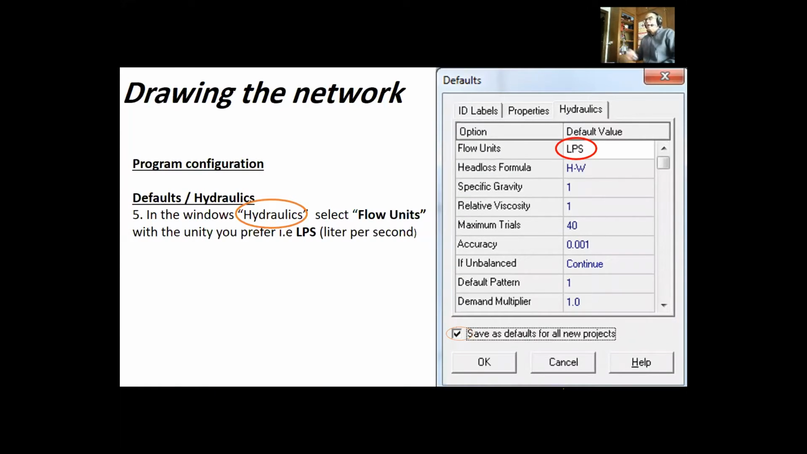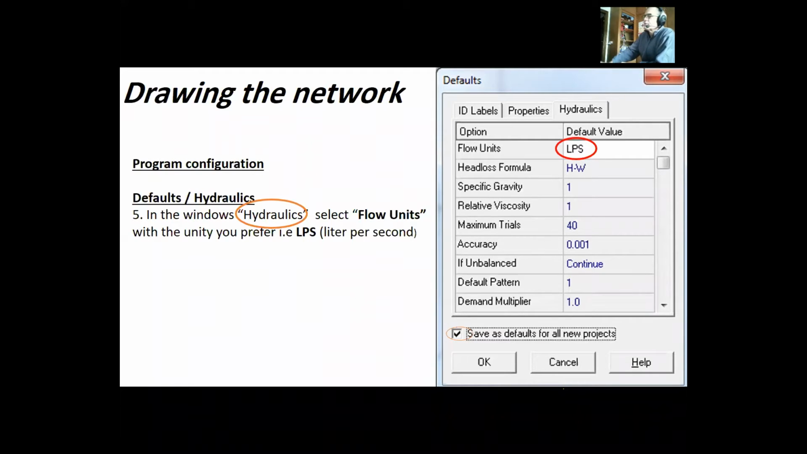Then also you have the option to choose the unit that you work on. You can use the metric units or the imperial units. I like to work with liters per second, but you will see you have several options. You can work with cubic meter per hour, cubic meter per minute, liter per minute, as you wish, as you feel more comfortable. Just remember the unit that you have chosen, because this has to be interpreted afterwards.